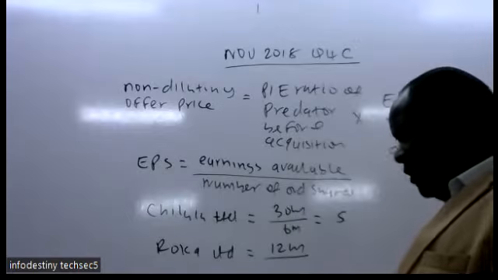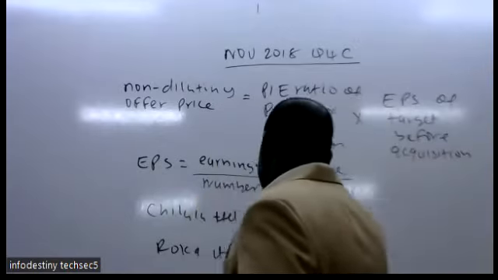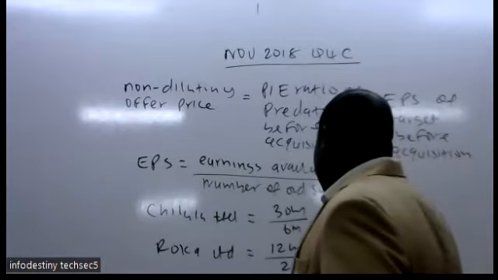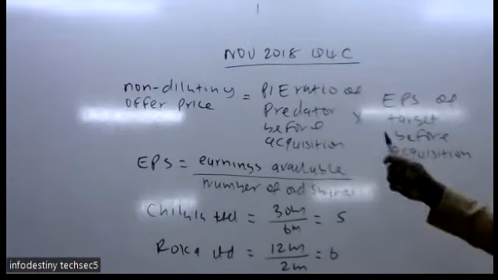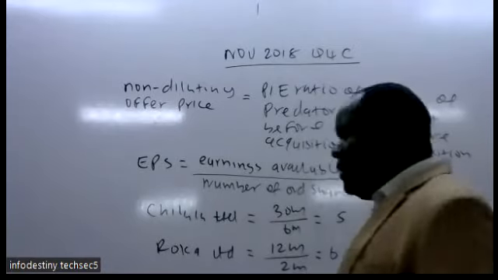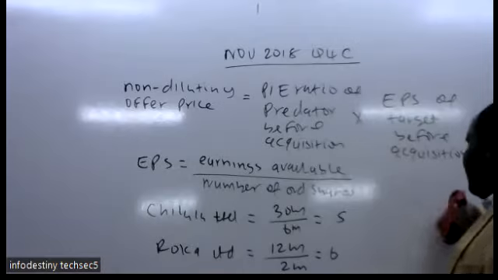Number of the ordinary shares outstanding are how many? There are 2 million. So when you do that, we end up getting 6. So once we have done that, we go back to the question to calculate the non-diluting offer price.